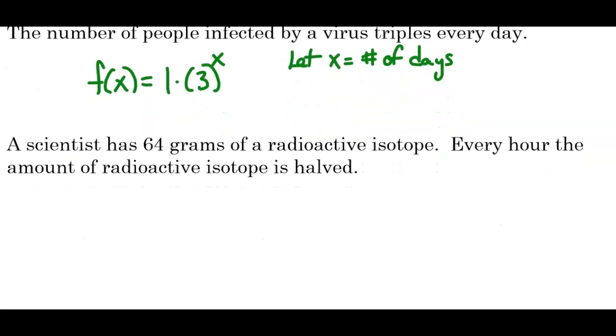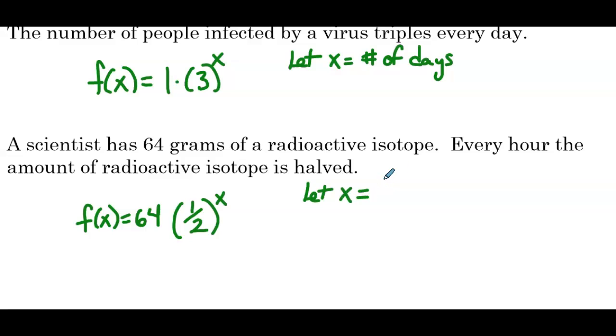And then a scientist has 64 grams of a radioactive isotope. Every hour, the amount of radioactive isotope is halved. Okay, so what would we be multiplying by each time? We'd be multiplying by 1/2. Okay, so the base of our function is 1/2. Our initial amount, when x equals 0, we have 64 grams. So 64 is our coefficient. So f of x equals 64 times 1/2 to the x. And we're going to let x be equal to, well, every hour. So x is the number of hours.